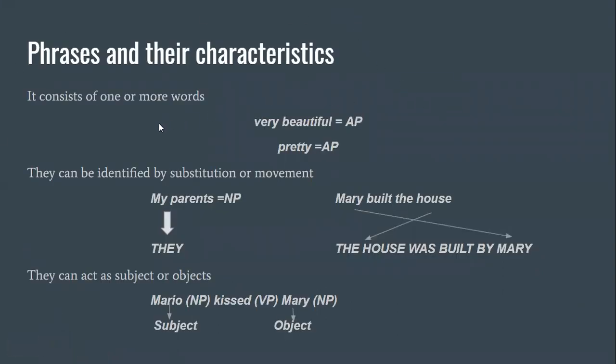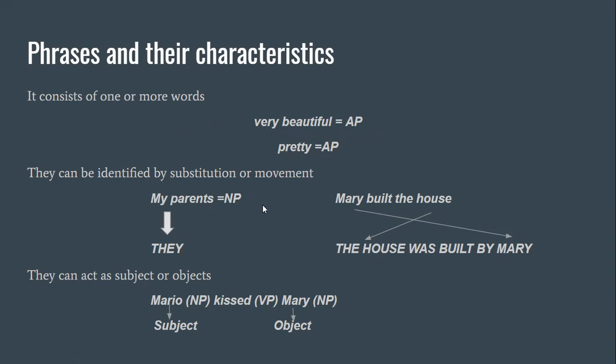What are their characteristics? They consist of one or more words. For example, in this adjective phrase, I have very beautiful. We have a modifier and the adjective. Or one word like pretty, in this case, where we have only one word and it's an adjective phrase.